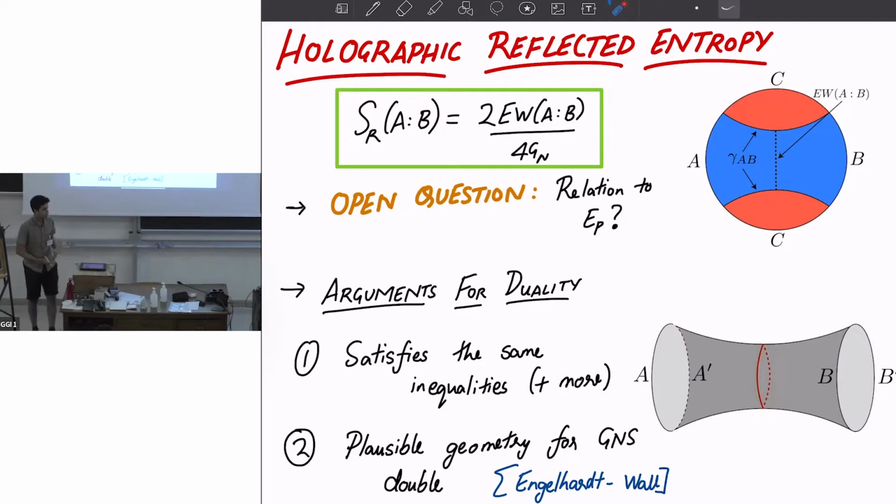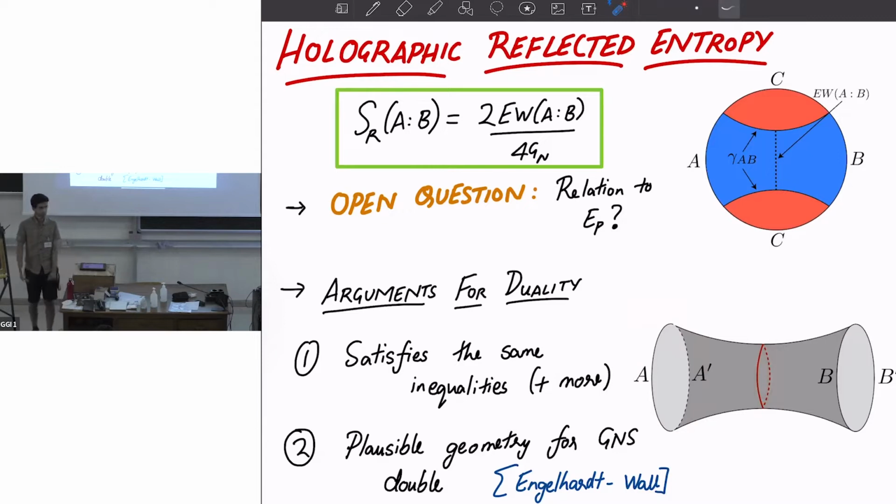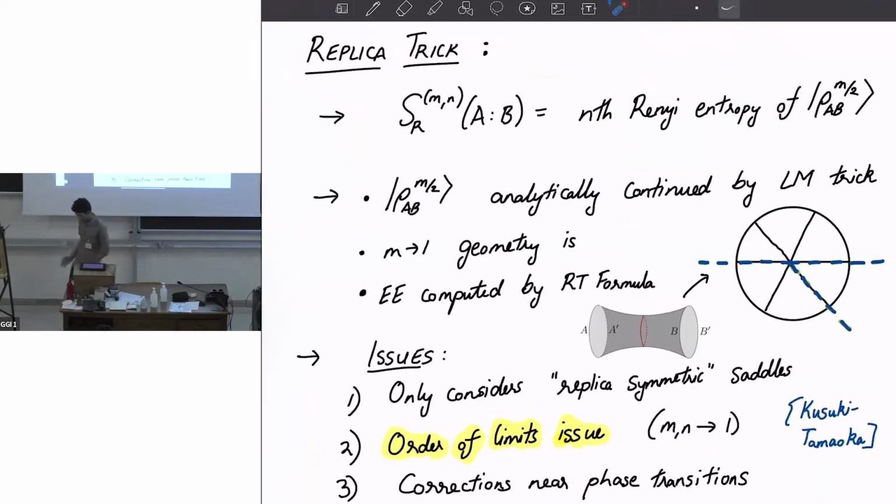And so if you now assume that this is the geometry and you can apply the Ryu-Takayanagi formula, then the entropy of these systems is given by the size of the throat, which is twice the entanglement wedge cross section. All right. But there's some issues with this argument. And the issue is, in order to derive something like this, the only way we really know how to do this is to do a replica trick.